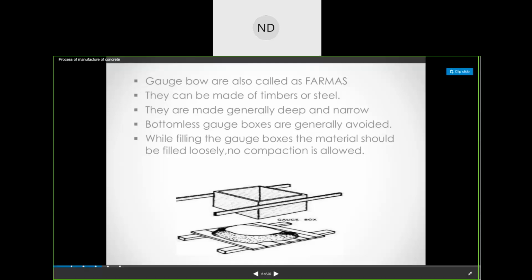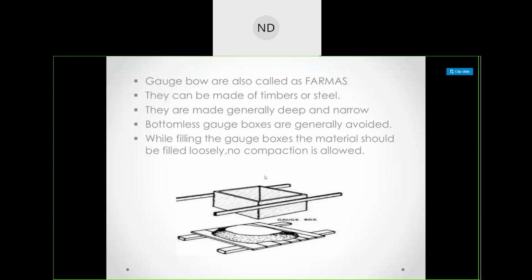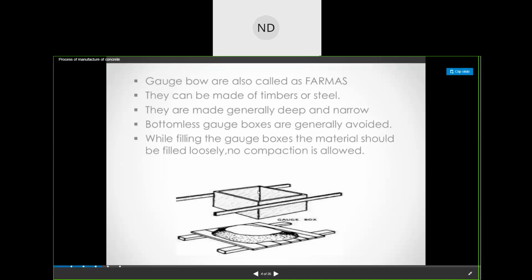But generally we use the gauge boxes with the bottom portion. While filling the gauge boxes, the material should be filled loosely, no compaction is allowed, since we are batching. Batching means we are measuring the ingredients of your concrete, with the help of which you are going to prepare it. You measure those materials together and then mix here. If you shake it from up to down, it will get compacted.